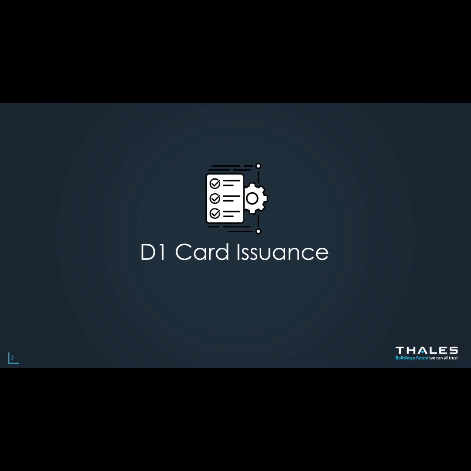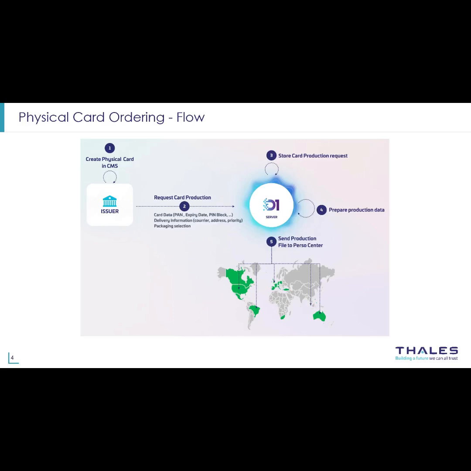D1 card issuance. Physical card ordering flow. In this slide you can observe all the individual steps the creation of a new physical card undergoes. It starts with the creation of a new card on the issuer side card management system. Next, the card production is requested towards D1. Important parameters such as card data are set, and due to its physical nature, delivery information and packaging are also required to be selected. Our D1 solution will store this card production request and prepare the production data. Lastly, the card creation request is sent to one of our local personalization centers around the world. We have multiple regions: Europe, Middle East and Africa, Latin America, North America and Asia.